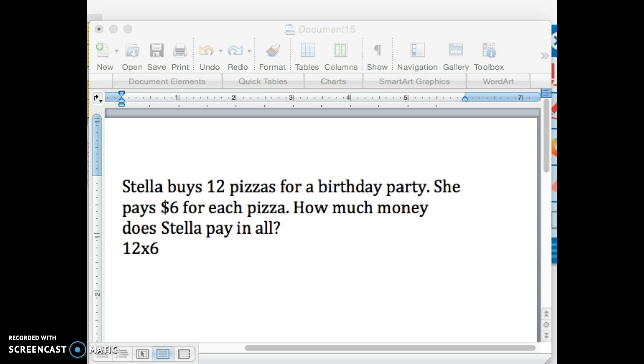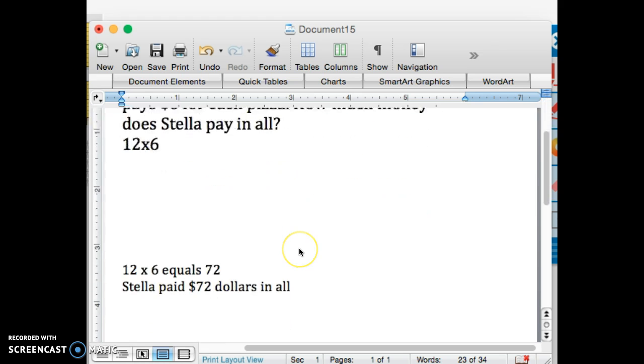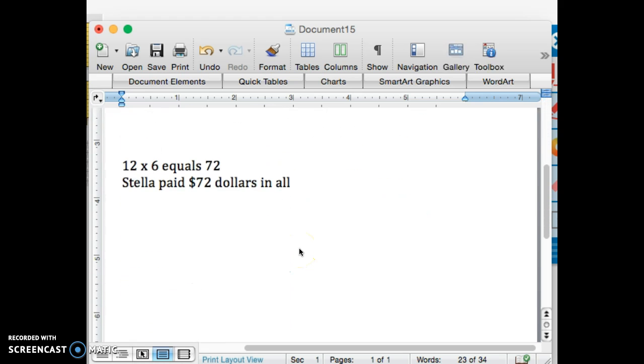So let's go back to our word problem. Stella buys 12 pizzas for her birthday party. She pays $6 for each pizza. How much money does Stella pay in all? 12 times 6 equals 72. So Stella paid $72 in all.